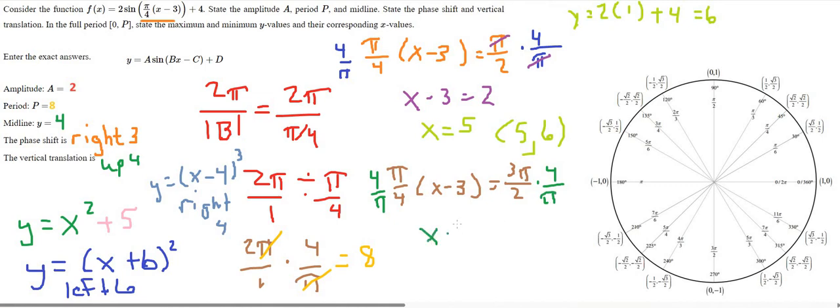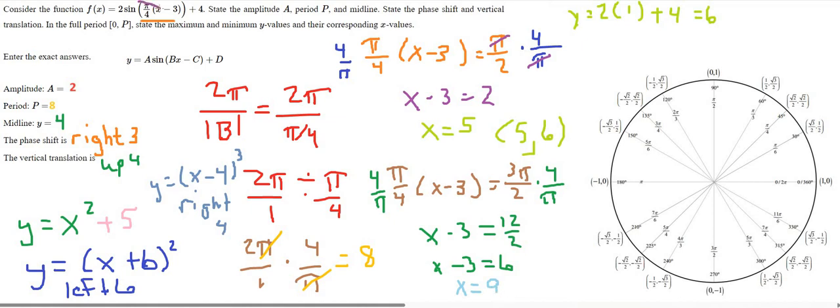And that's going to leave us with x minus 3. The pi's are going to cancel each other out. So it's really going to be 3 times 4 over 12. 12 over 2 is 6. So x minus 3 equals 6. Add 3 to both sides, and that's going to give us an x value of positive 9 for the minimum.